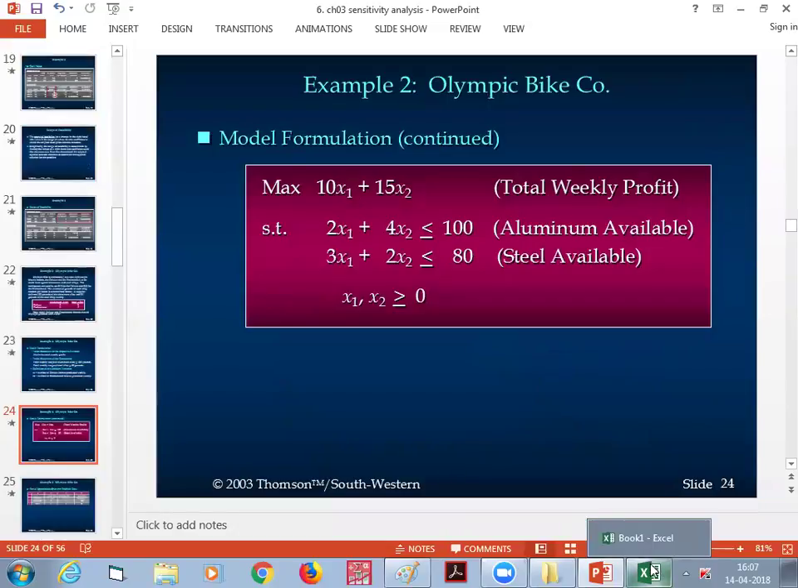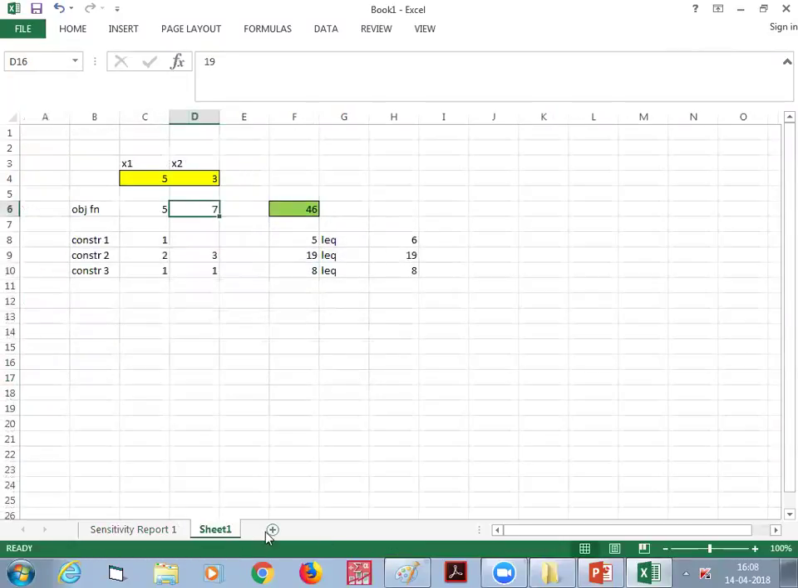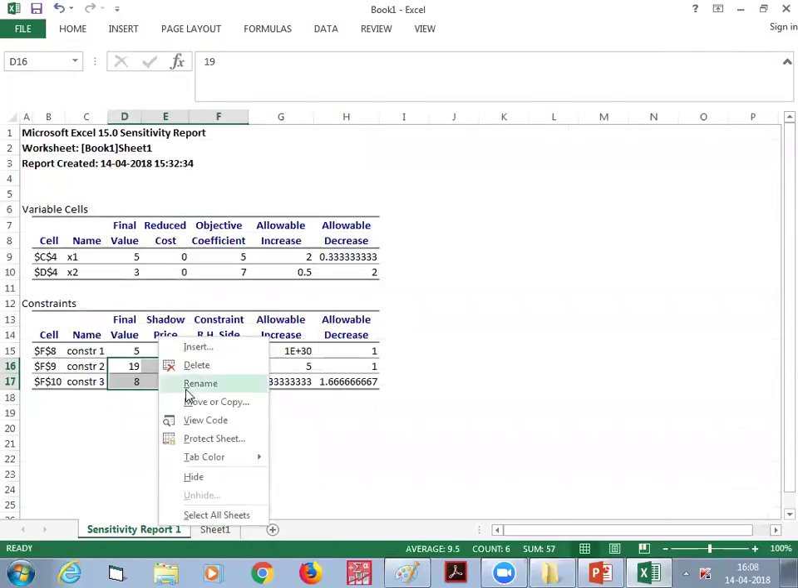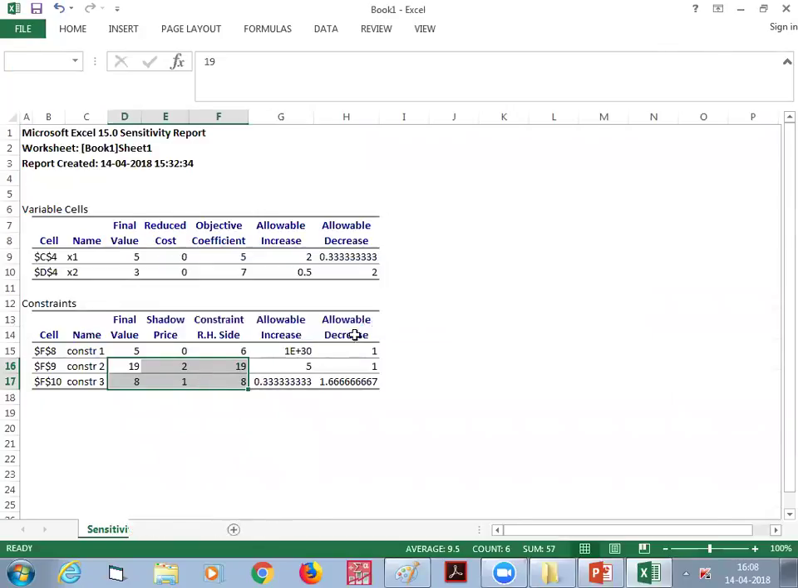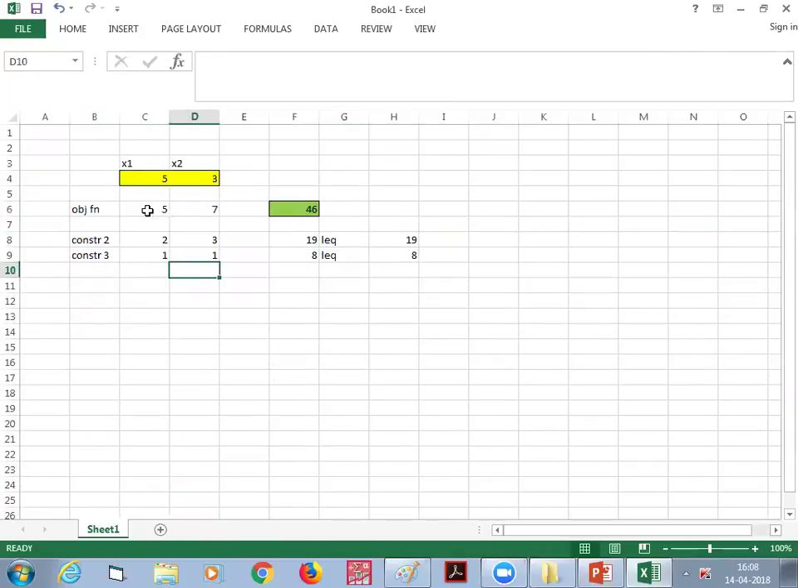All right, ready? Okay, so what I think I'll do is I'll just modify this. We don't need, I think we'll just remove one of these constraints. That should do. All right, profit contribution.